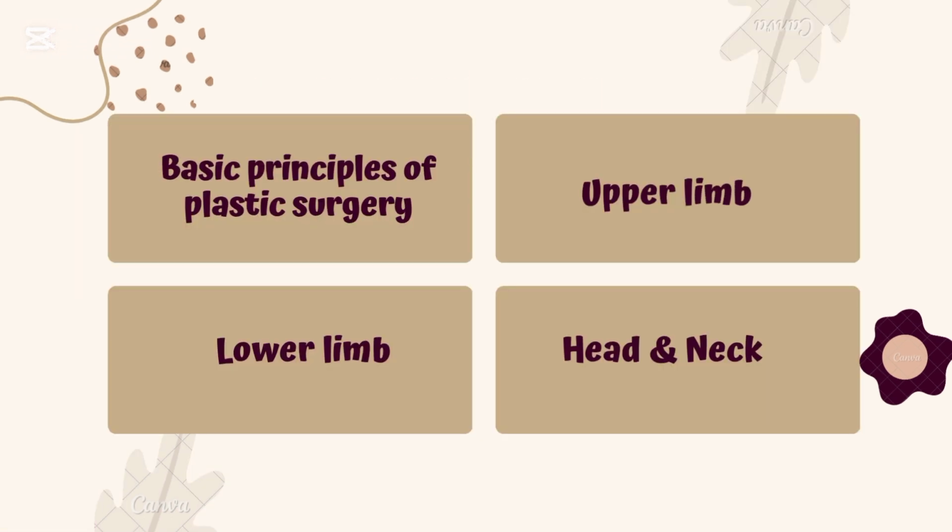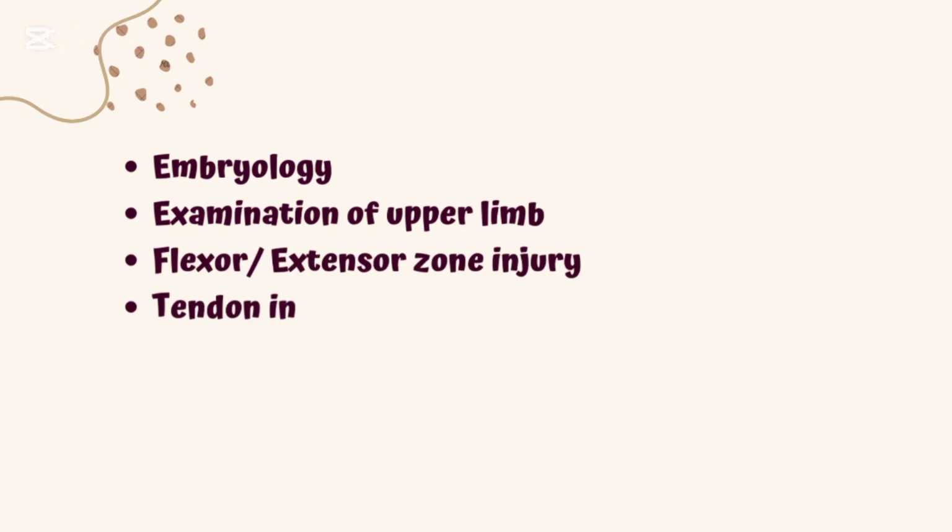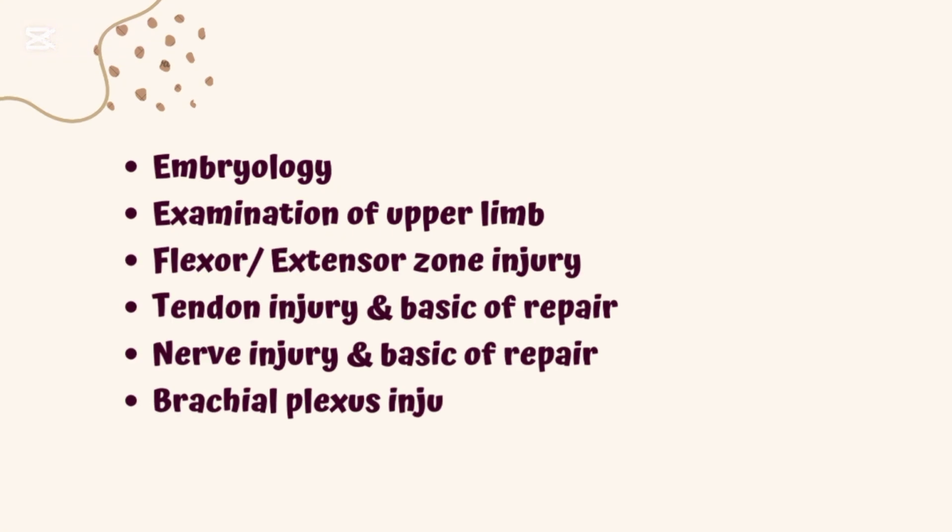Secondly, we will talk about the upper limb, including the embryology, examination of the upper limb, congenital hand differences, flexor and extensor zone injury and how to repair, and the prognosis of each zone. Tendon injury and the basics of tendon repair, nerve injury and the basics of nerve repair. Also, we will talk about the brachial plexus injury, fingertip injury, and how to repair.